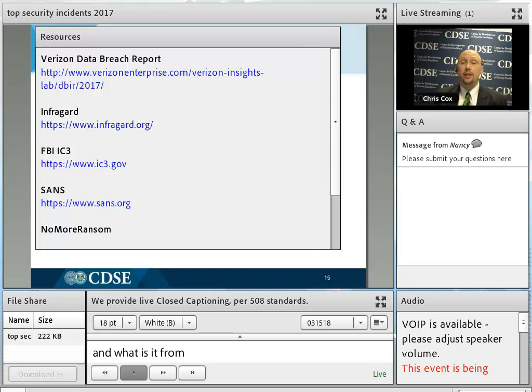SANS is another great resource. And No More Ransom. No More Ransom is a great resource for combating ransomware, where a conglomeration or grouping of cybersecurity researchers and antivirus manufacturers and other interested parties have come together trying to stop ransomware before it spreads. This is a place where you can often find the decryption keys for ransomware once that ransomware has been cracked or defeated.